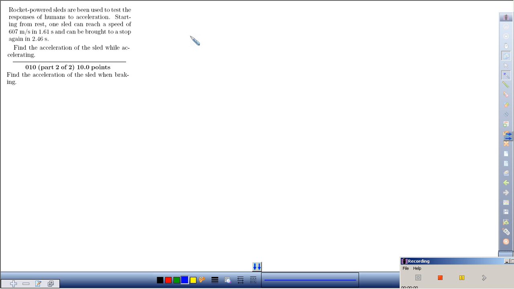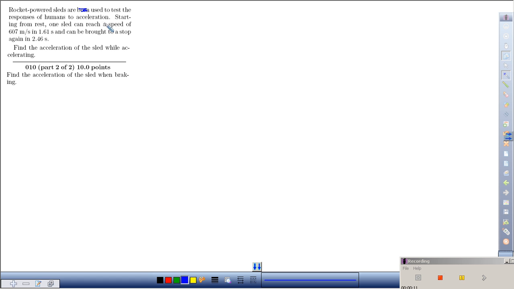This is homework number 3, questions 9 and 10, a two-part problem. It says rocket-powered sleds are used to test the responses of humans to acceleration. Starting from rest, one sled can reach a speed of 607 meters per second in 1.61 seconds and can be brought to a stop again in 2.46 seconds. Find the acceleration of the sled while accelerating. And then the next question, find the acceleration of the sled when braking.